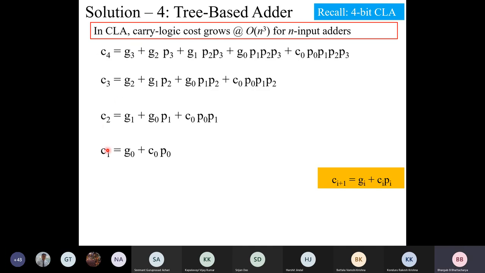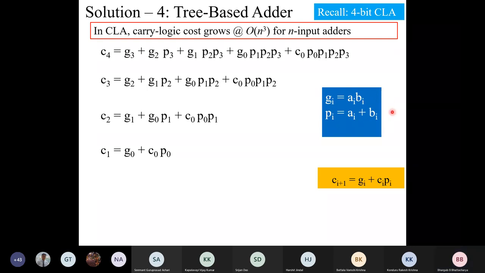so remember these equations. I say it is a 4-bit CLA, so I have C1, C2, C3, and C4. C1 is generated from here. So this is G0 plus C0 P0 and so on. Keep on expanding this, right? And we know that these G's and P's are fundamental functions of the input. So what do you observe from these equations?